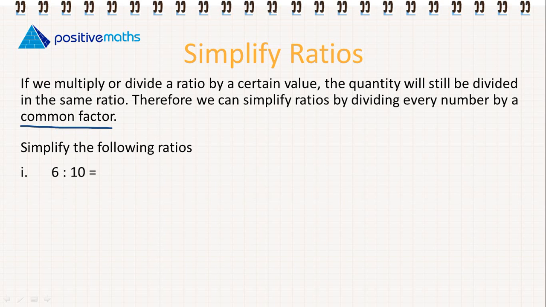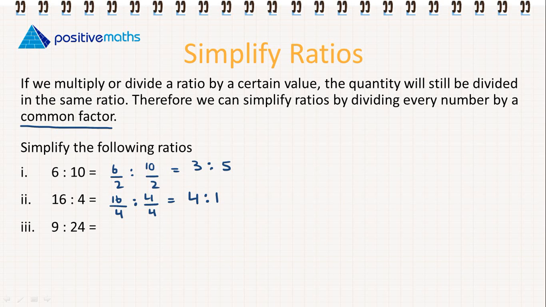So we know 2 divides into 6, and we know 2 divides into 10. So we're going to divide both sides by 2. So we're going to have 6 divided by 2 and 10 divided by 2. And we will then get 3 is to 5. So the ratio 6 is to 10 is equal to the ratio 3 is to 5. Okay, 16 is to 4. Our common factor here is going to be 4. So we know 4 divides into 16 and 4 divides into 4. So 16 divided by 4 is to 4 divided by 4. So we get 4 is to 1.